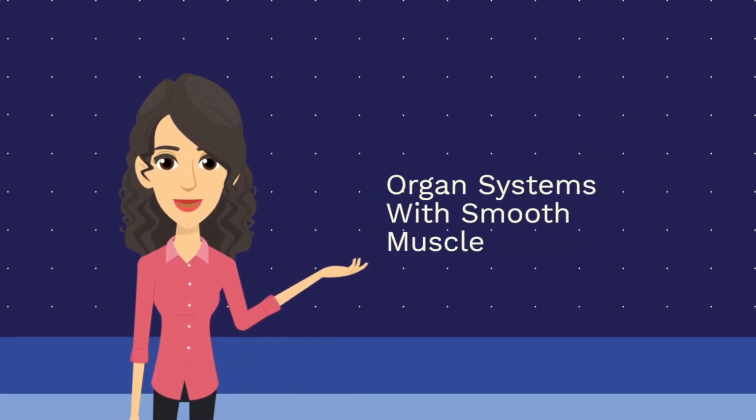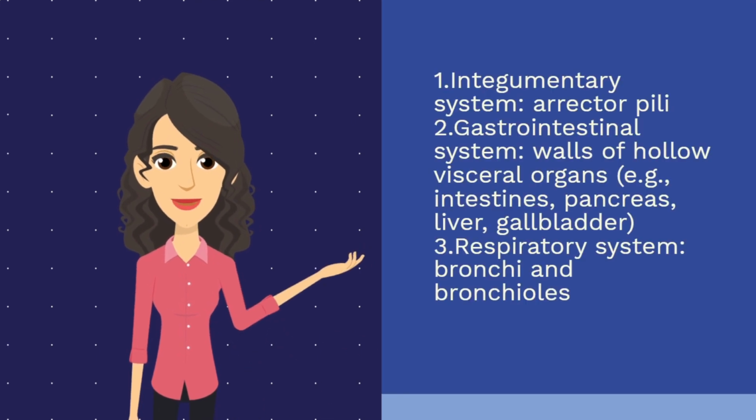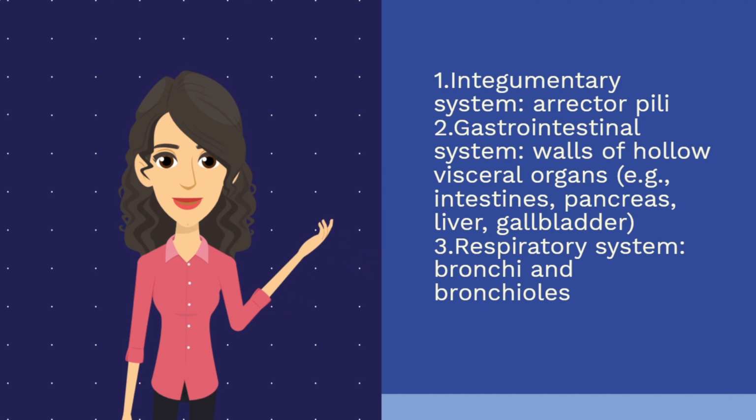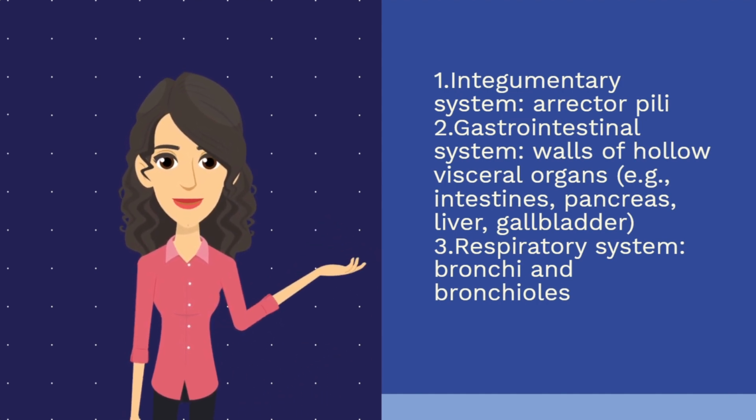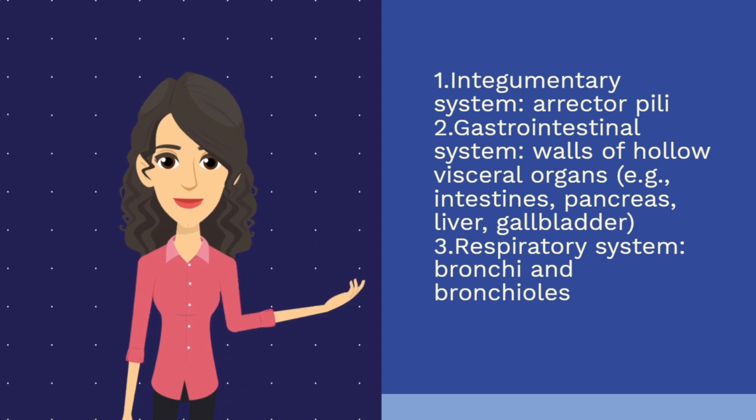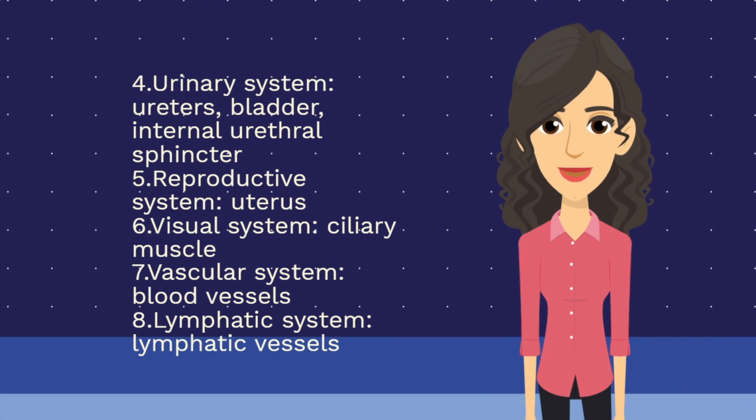Organ systems with smooth muscle. 1. Integumentary system, arrector pili. 2. Gastrointestinal system, walls of hollow visceral organs, for example, intestines, pancreas, liver, gallbladder. 3. Respiratory system, bronchi and bronchioles. 4. Urinary system, ureters, bladder, internal urethral sphincter. 5. Reproductive system, uterus. 6. Visual system, ciliary muscle. 7. Vascular system, blood vessels. 8. Lymphatic system, lymphatic vessels.